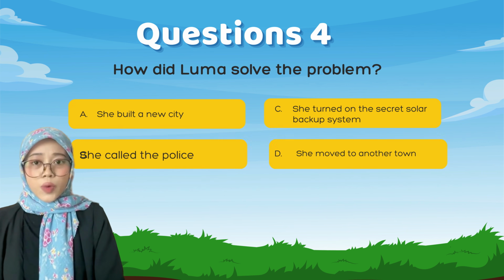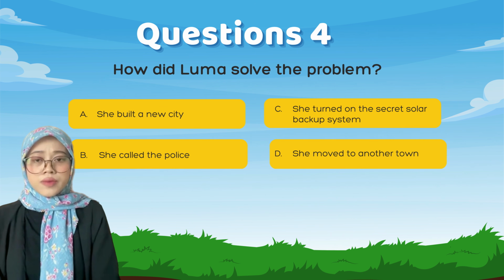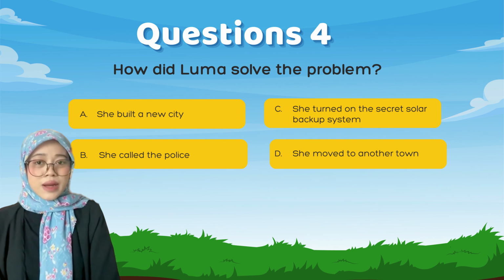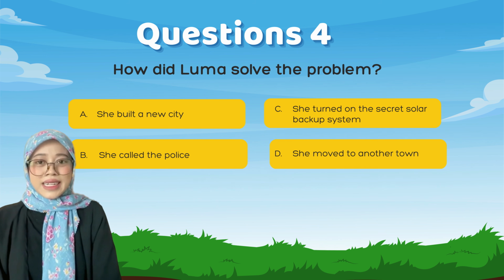The fourth question is, how did Luma solve the problem? A, she built a new city. B, she called the police. C, she turned on the secret solar backup system. And D, she moved the stones. Which is correct? The answer?